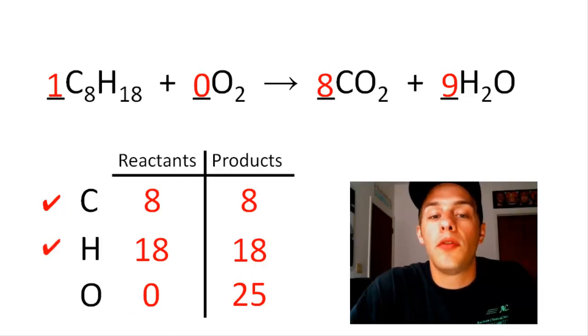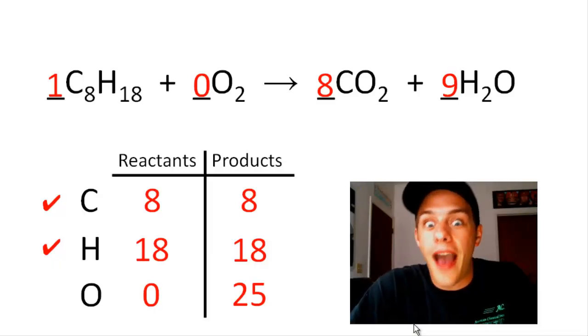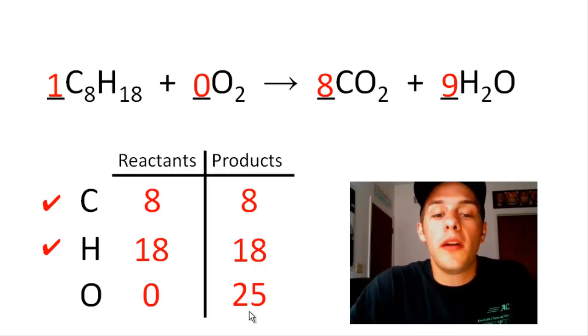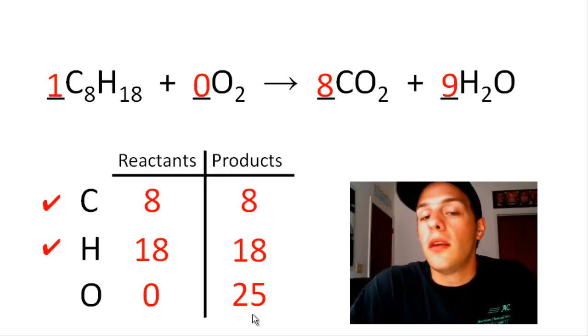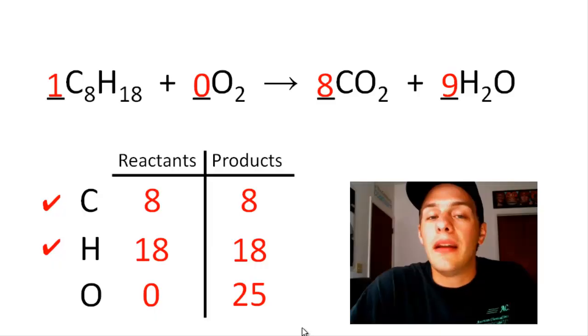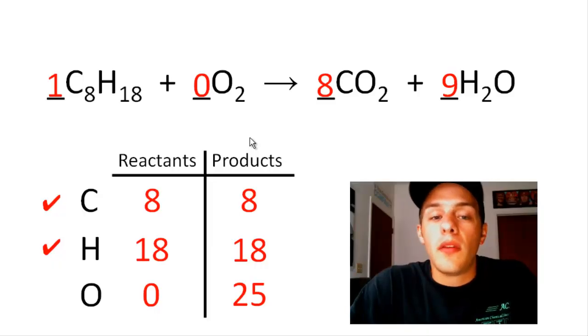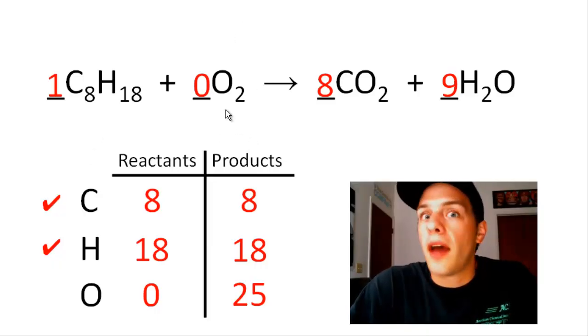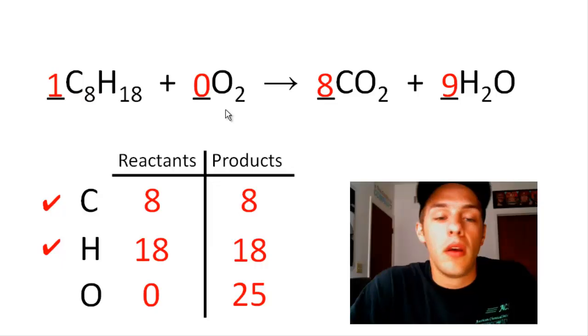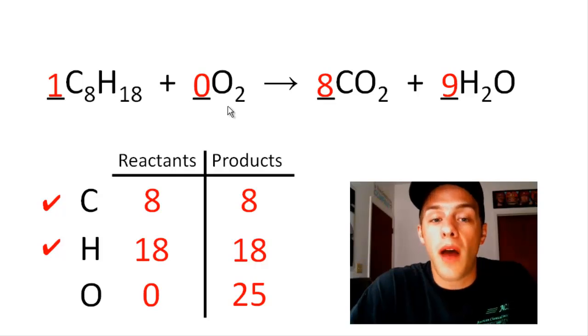So now we have to move on to the oxygen. So we've saved the trickiest for last. So notice that we have 25 oxygens on the right-hand side of the equation. So now we need 25 oxygens on the left-hand side of the equation. But there's a problem here, and the problem is that each O2 has 2 oxygen atoms. So we need to find a number that when we multiply it by 2 is going to give us 25.